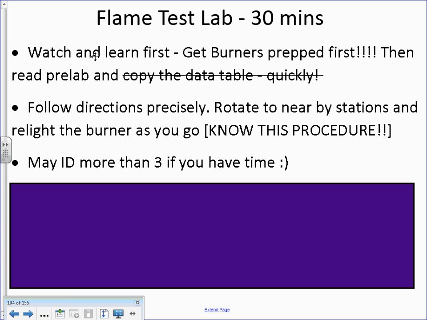Okay, if it's a yellow flame, there's too much gas and too little oxygen. Girls, you've got way too much gas.